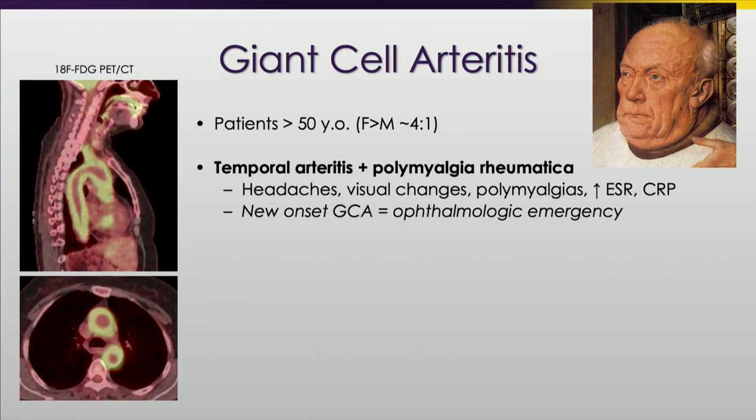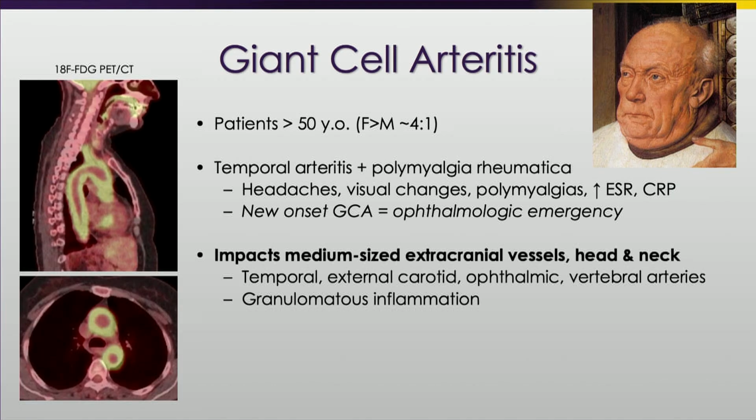Giant cell arteritis is diagnosed in a much older population than Takayasu arteritis. These patients are almost always greater than 50 years old. There is still somewhat of a female preponderance of cases. Another word for giant cell arteritis is temporal arteritis and polymyalgia rheumatica. And we classically remember this from med school as a patient with headaches, visual changes, polymyalgias, high sed rate, and so forth. And it's even considered an ophthalmologic emergency at initial onset.